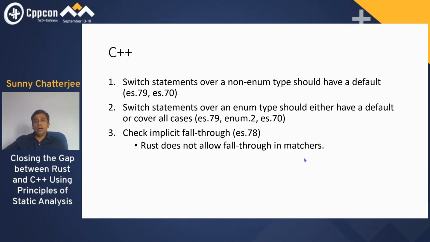For example, there is a rule that states switch statements over a non-enum type should have a default. Switch statements over an enum type should either have a default or cover all possible cases. And similarly, it wants you to mark all the implicit fallthroughs with the C++17 fallthrough attribute. It's interesting to note that Rust does not have fallthrough in match, but in C++ we do, so our intent should be clear. We should be using the C++17 attribute.